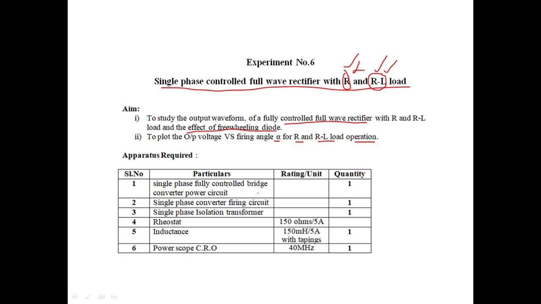So this is the apparatus required. We need a single phase fully controlled bridge converter power circuit, and then we need a single phase firing circuit, single phase isolation transformer, rheostat, inductance and CRO. So these are the apparatus which we require for this experiment.